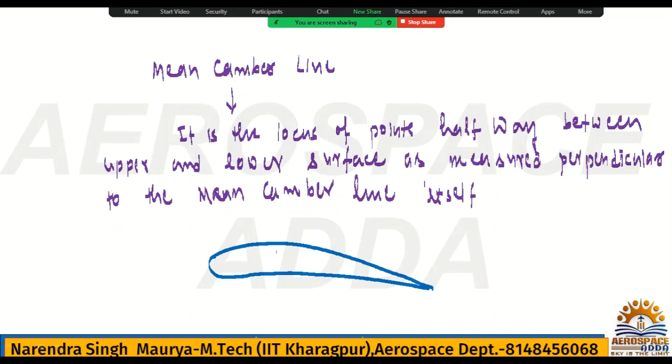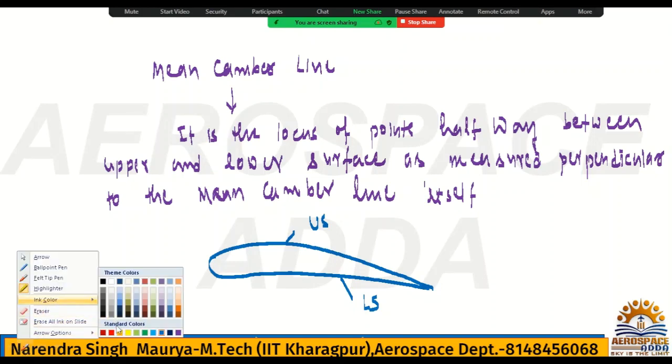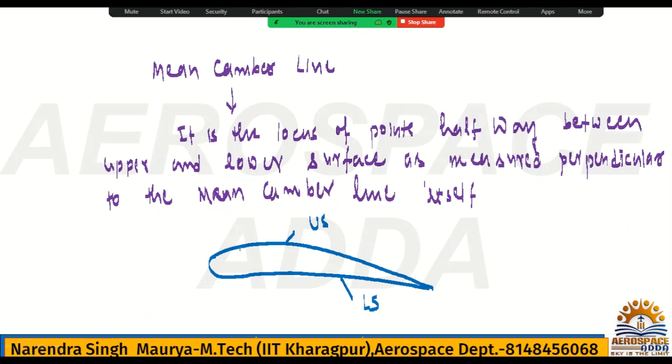Simple. I must say, if you talk about what is the meaning of mean camber line, okay, this is the upper surface, this is the lower surface. All right, exactly mid locus you have to draw. Mean camber line is the locus of points halfway between the upper and lower surface. How would you know? Perpendicular you have to focus, wherever you are going to draw, it should be perpendicular. Okay, like this is the perpendicular, this is the perpendicular.